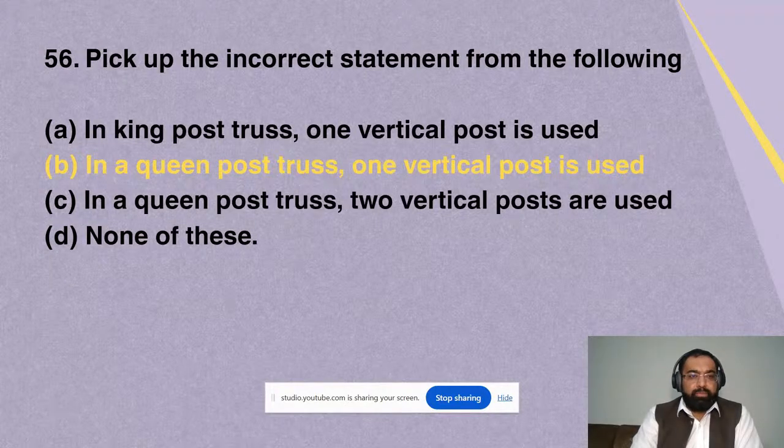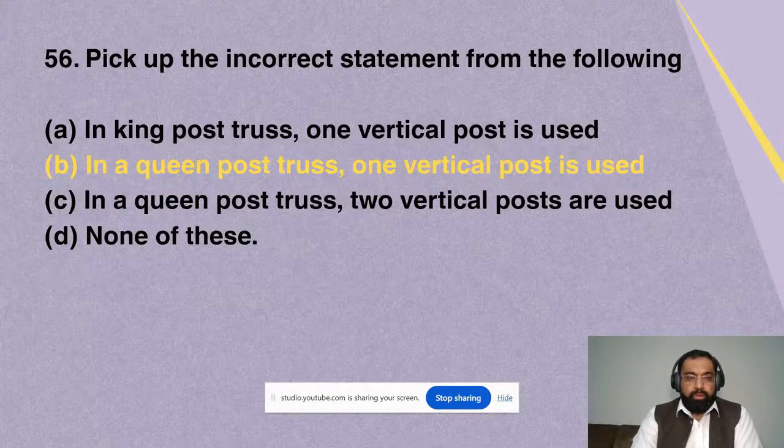Question 56. Pick up the incorrect statement from the following. A. In king post truss, one vertical post is used. B. In queen post truss, one vertical post is used. C. In a queen post truss, two vertical posts are used. D. None of these. So option B is correct.